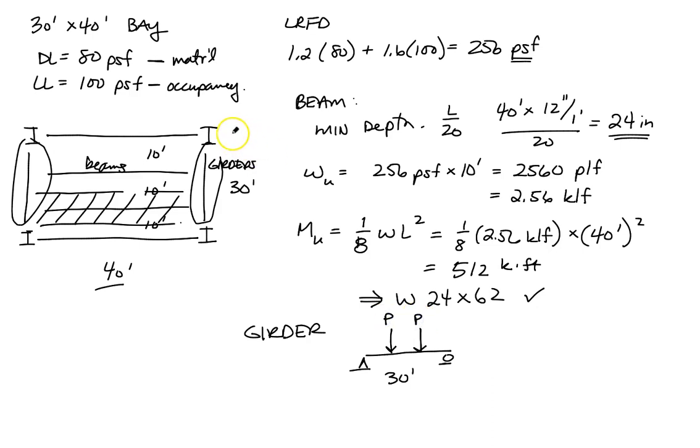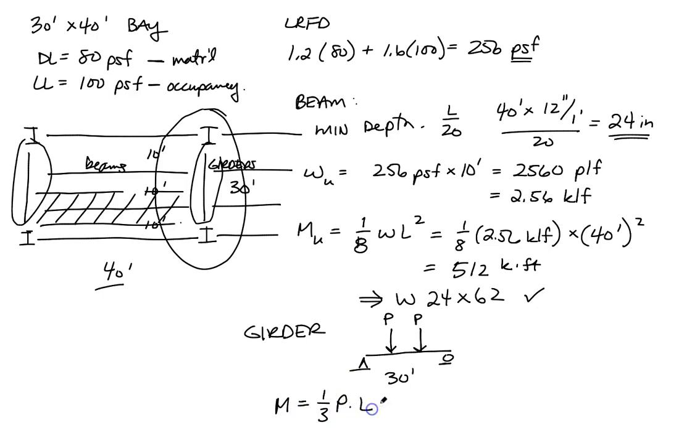Now let's just go ahead and say, though, that this framing plan keeps going. So on both sides of the girder, you've got beams that come in. So when we calculate it here in just a minute, you'll see where that load P comes from. So the moment is going to be 1/3 PL.